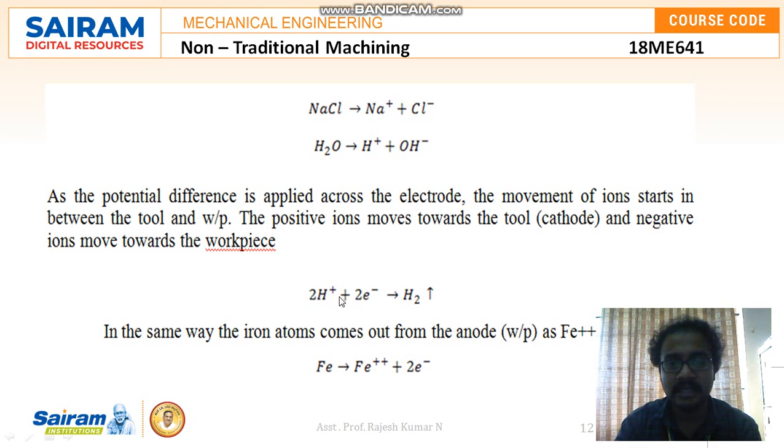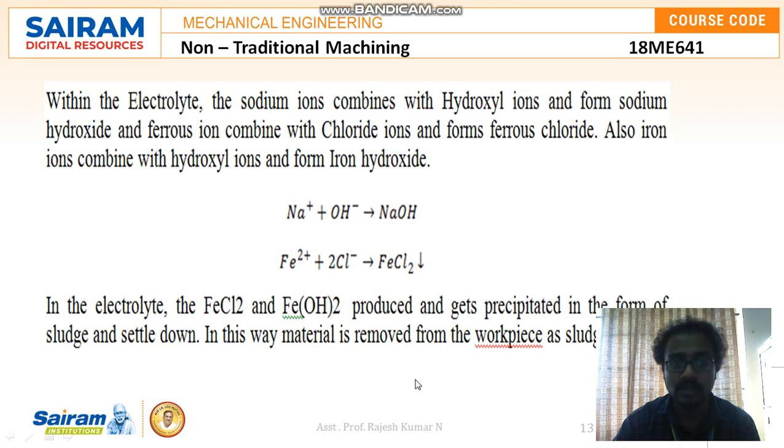So here I can write it as 2 H plus, plus 2 electrons. Here we can see 2 hydrogen positive ions and 2 electrons that lead to the production of hydrogen. In the same way, the iron atoms come out from the anode, that is the workpiece, as positive ions. Here the positive ion is nothing but ferrous, so I can write it as Fe 2 plus, with 2 electrons released.